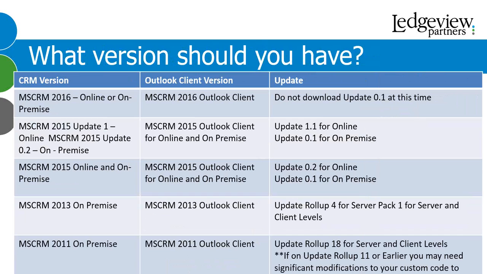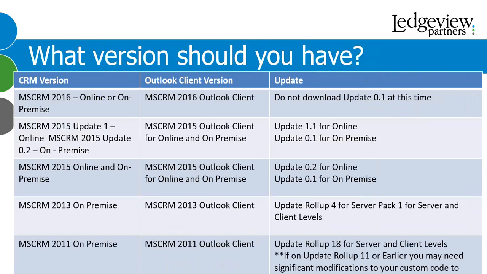Now, if you're online, you're most likely on 2016 or one of the two 2015 versions. If you're not, I highly recommend moving on to them. So for 2013 and 2011, we're just going to touch on on-premise. If you're on CRM 2013 on-premise, you want to have the 2013 Outlook client installed. And you want to make sure you have Update Rollup 4 for Service Pack 1 on the client and server levels. Update Rollup 4 allows it to communicate with Windows 10. So if you're still on Update Rollup 3 and you've gone to Windows 10, you want to make sure you get Update Rollup 4.